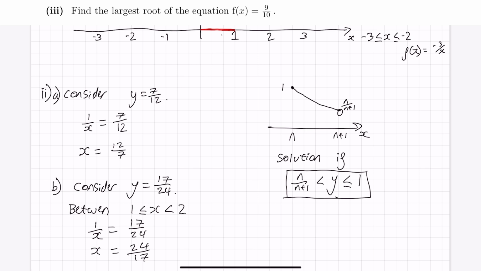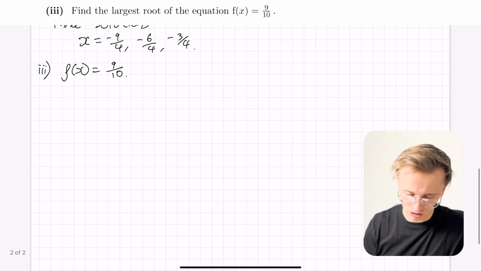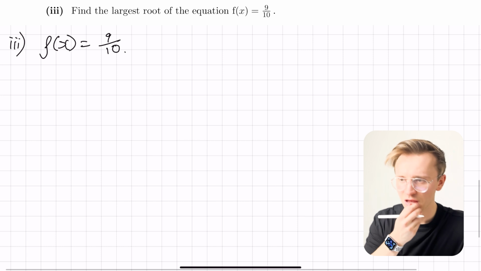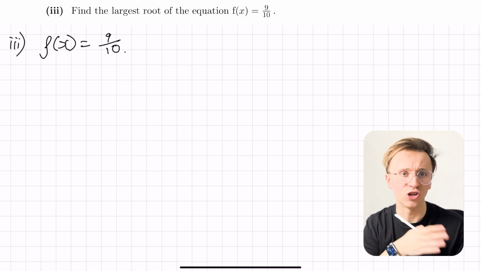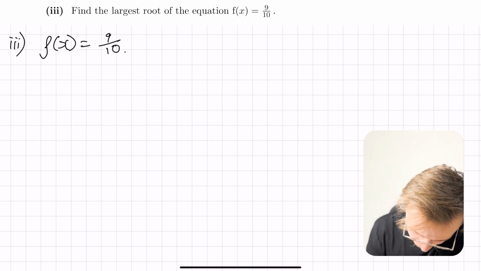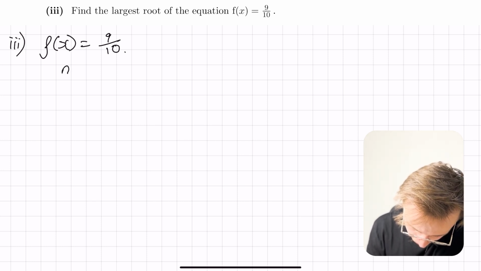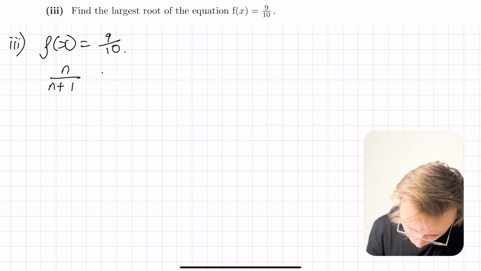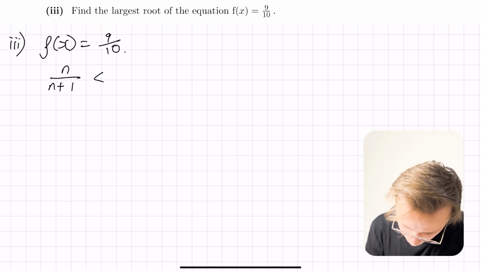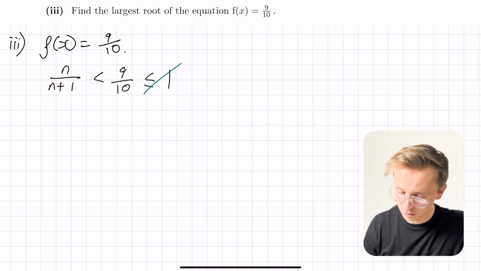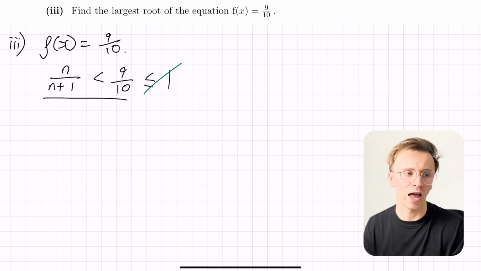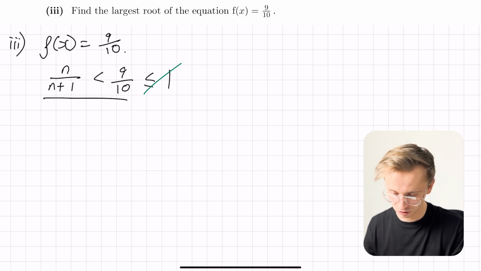So let me scroll back down. They've told me f of x equals 9 over 10. So to have a solution between two integers, n and n plus 1, I need this to be true. n over n plus 1 must be less than 9 over 10, less than or equal to 1. Clearly on the right hand side, that's true, so I can ignore that. So what I need is for this condition to hold, and then I have a solution for that n. That will tell me the largest possible value.